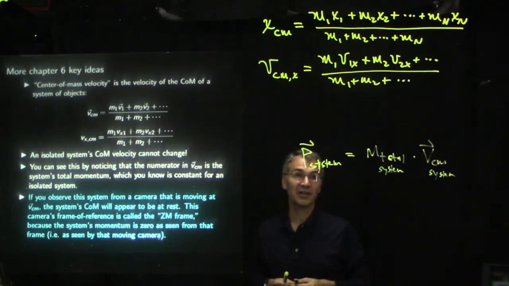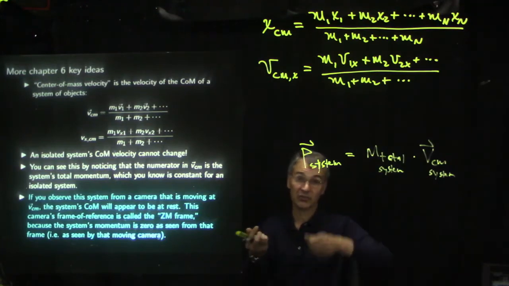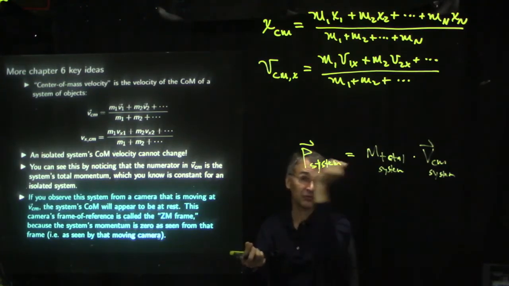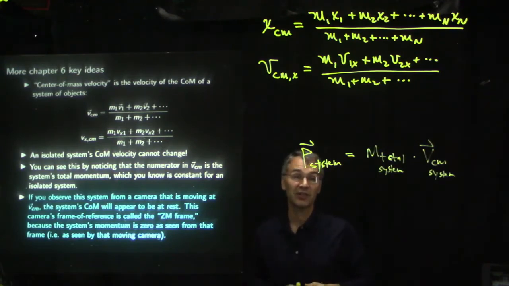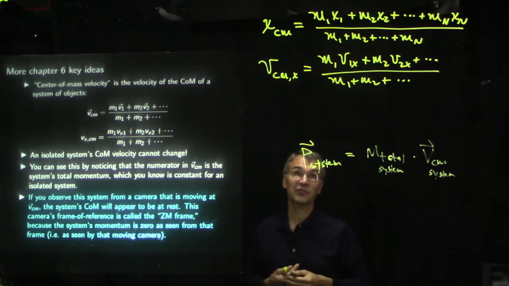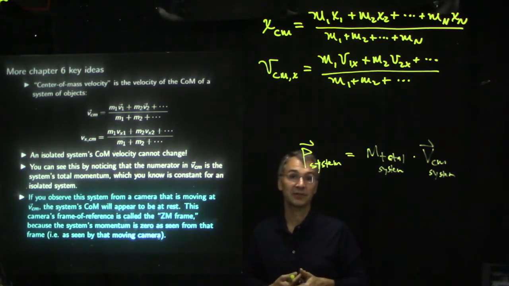And so as long as the mass of that system is constant, which will be true unless the system is somehow jettisoning some of its mass. I mean, a rocket will do that. A rocket will throw some of its mass away, but that's kind of an unusual case. So if you have an isolated system of objects, then the center of mass velocity of that system is constant. That's just a consequence of the momentum of that system being constant.